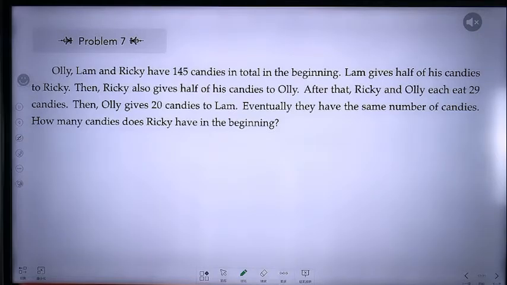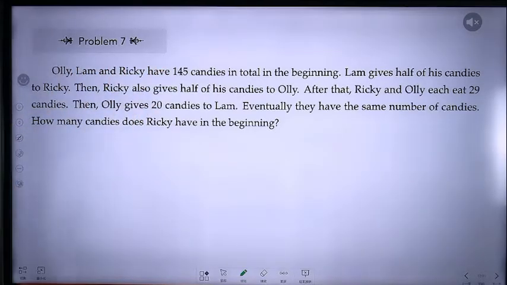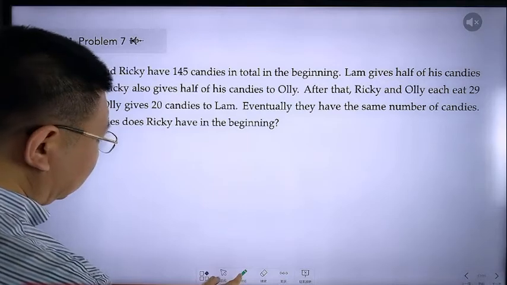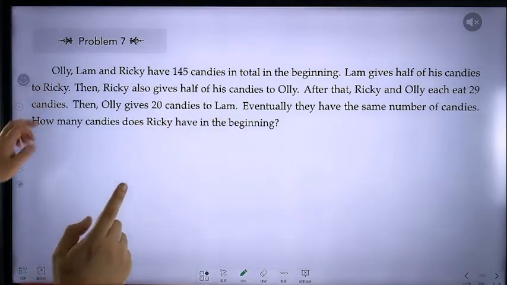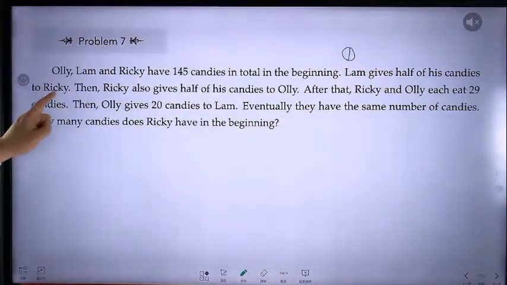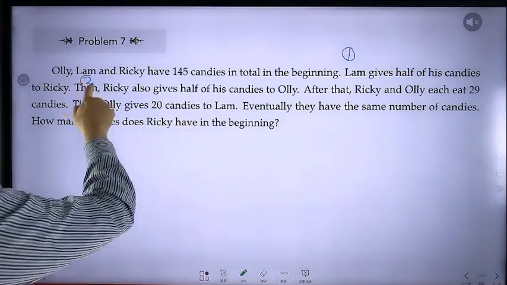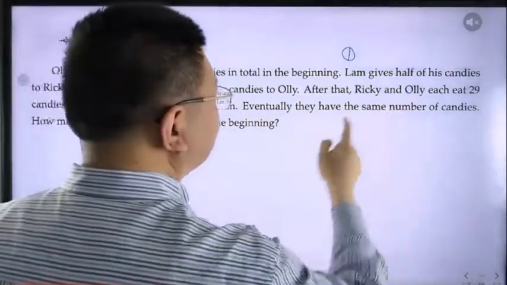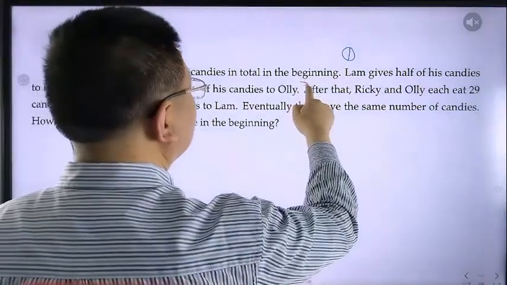Let's see. Right. Okay, so first maybe we quickly read the problem to see how many steps there are. Originally they have 145 candies in total, so that is the first condition. And the first action is Lam gives half of his candies to Ricky. What is the second action? The second action is Ricky also gives half of his candies to Ollie. And the third action is Ricky and Ollie each eat 29 candies.